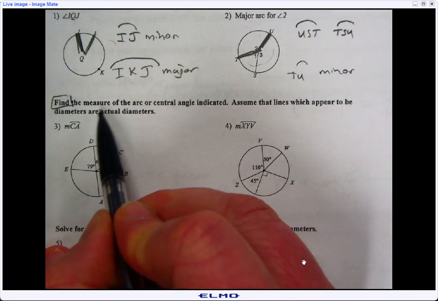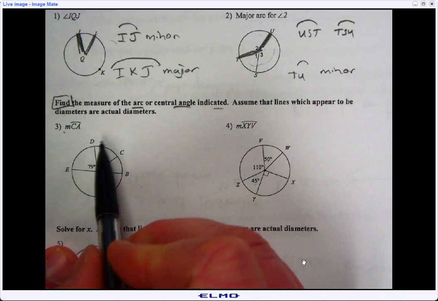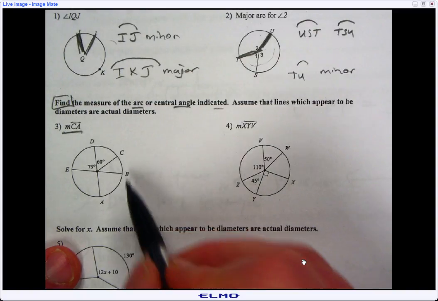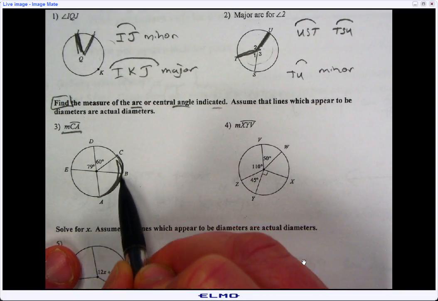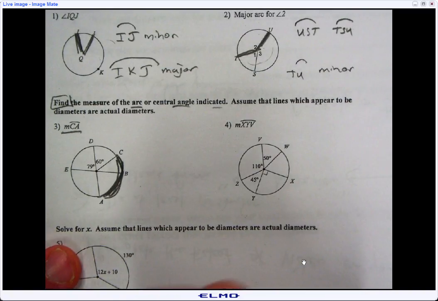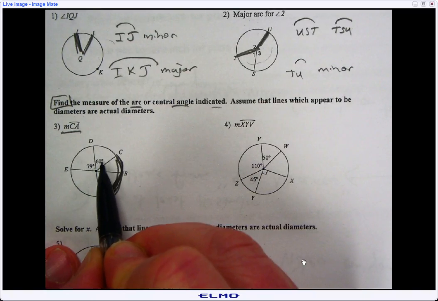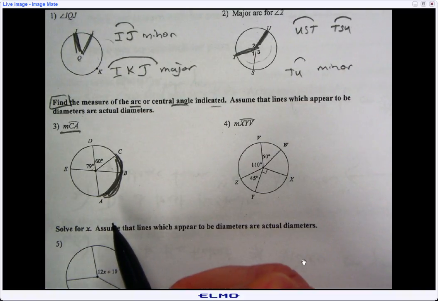Find the measure of the arc or central angle indicated. So assume the lines that appear to be diameters are diameters. So arc CA. We are finding this right here. A lot of you found the missing parts but didn't actually answer the final question. So we need to know 60 plus 79 plus this angle equals 180. So if you take 180 minus 60 and 79, you get 41.